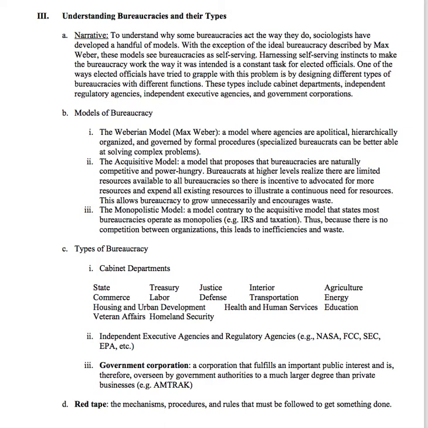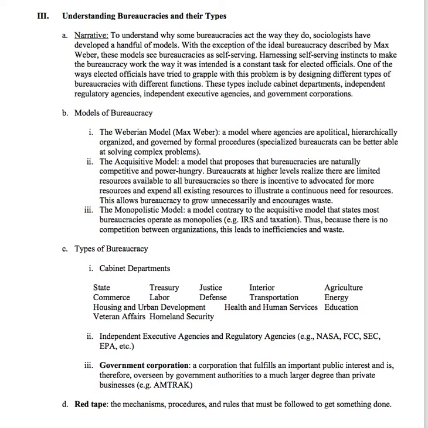So what are the types of bureaucracies? Well, the first type is the cabinet department. We're familiar with the cabinet, especially from when we discussed the executive branch. There's the Department of State, Treasury Department, Justice Department, Department of the Interior, Department of Agriculture, Commerce Department, Department of Labor, Department of Defense, Transportation, Energy, Housing and Urban Development, HUD, Health and Human Services, Department of Education, Veterans Affairs, and Homeland Security.